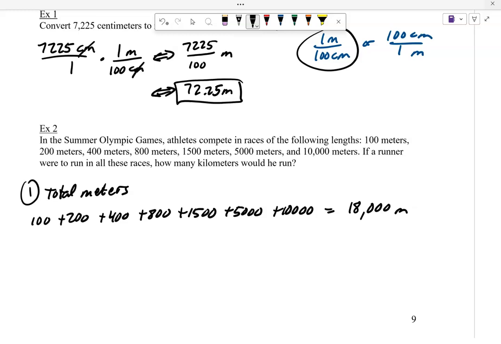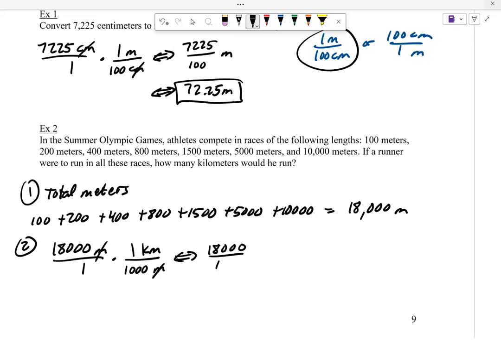How many kilometers is this? So step 2, we have 18,000 meters. Kilo means 1,000. So for every 1 kilometer, there's 1,000 meters. Meters cancel. So we got 18,000 times 1 over 1 times 1,000. And in kilometers, sure enough, 18 kilometers.